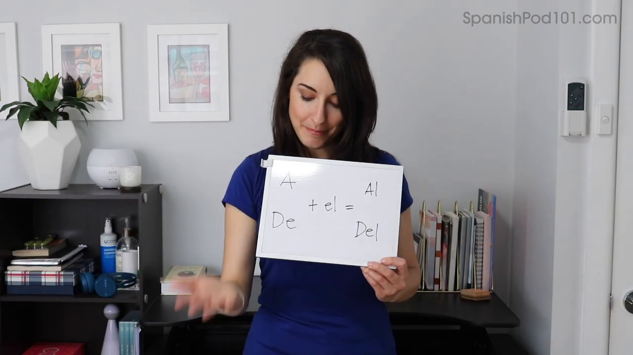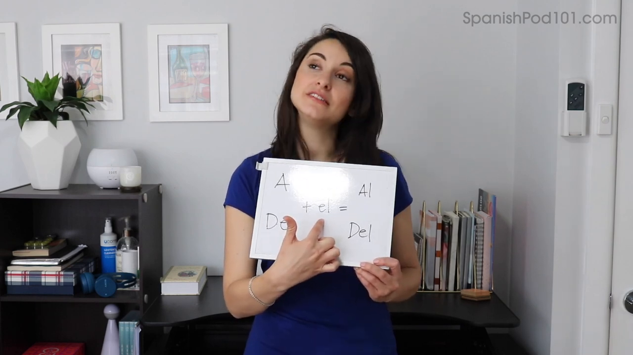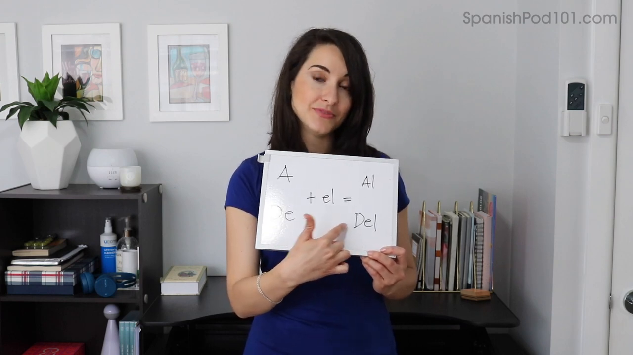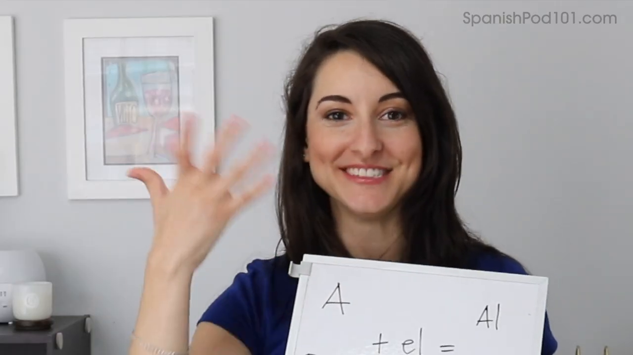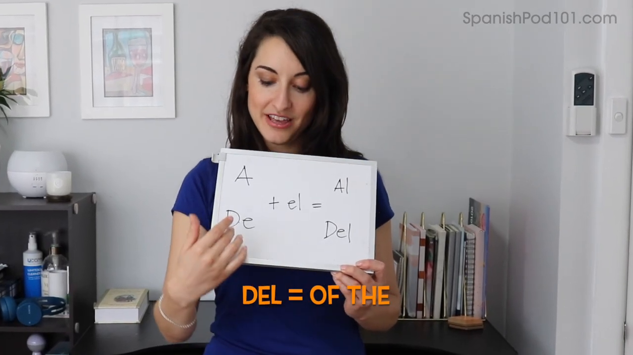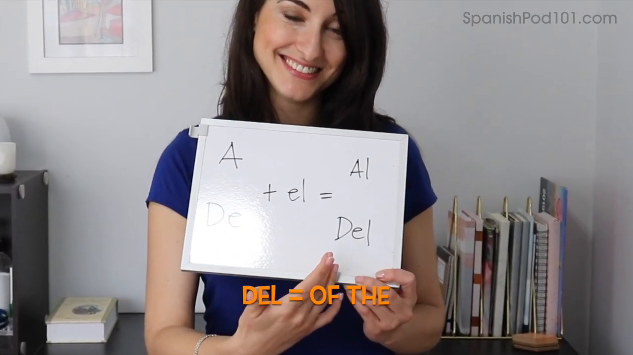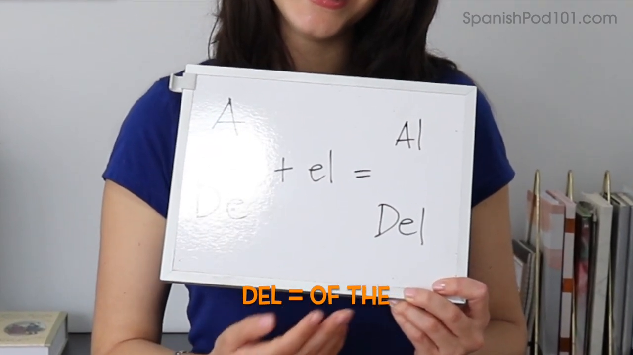Very good. But if you have the preposition de followed by el, in Spanish it sounds a little bit weird if you say de el, okay? Even now that I'm saying it, I feel that I'm sounding weird. So what we do is we contract these two. The el becomes del. Del. So that's it. Those are the only two contractions we have in Spanish.